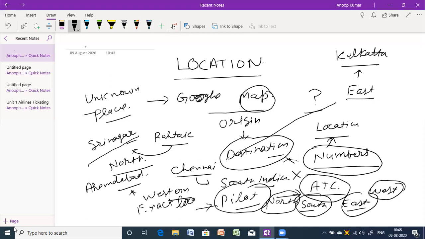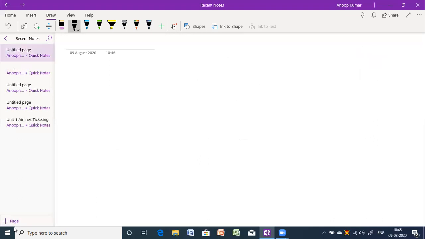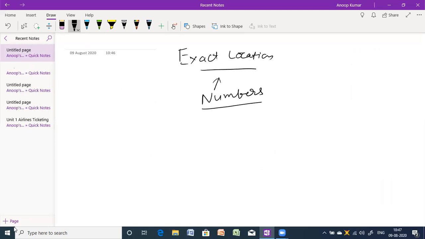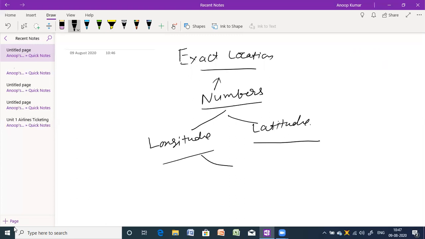And how can the exact location be given? He has to tell this exact location in the form of numbers. Now, what are these numbers? These are the longitude and latitude. Now, what are these longitudes and latitudes? We will study in the next video. Thank you.